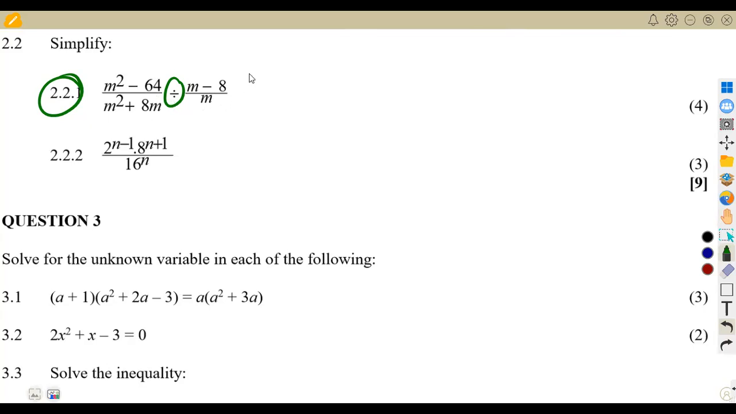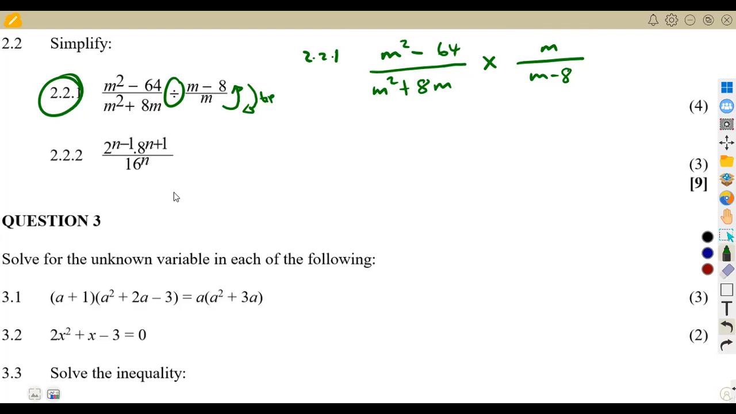All right, so that means I'm going to introduce a multiplication in this case. So that will be m squared minus 64, everything over m squared plus 8m. So the moment I introduce a multiplication like this, you are going to interchange your second fraction, that is, you simply tip the second fraction. That means you're going to have m on top, and we are going to have m minus 8 in the denominator, that is the bottom part. So once you do this, you are not going to worry about anything because everything is already under multiplication. And what I simply need here is to do my factorization properly.